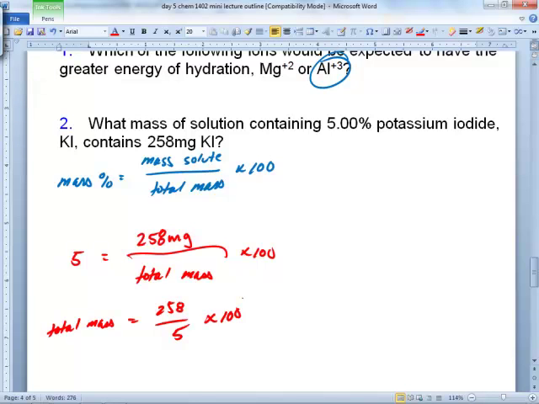$258. 258 divided by 5 times 100. Ooh, he's 5,160. Dang. It's because it's in milligrams. That's why, right? That's why it looks so huge. That's why it sounds so funky. If you converted it into grams, it would be what? 5.16. So either answer's fine as long as you write down those darn units, right? It'll work.